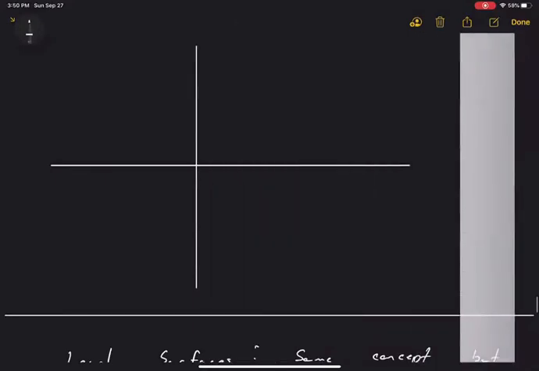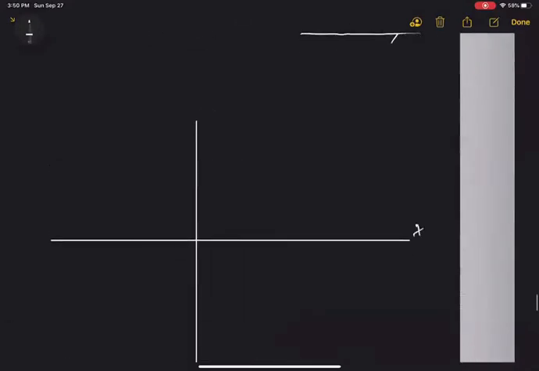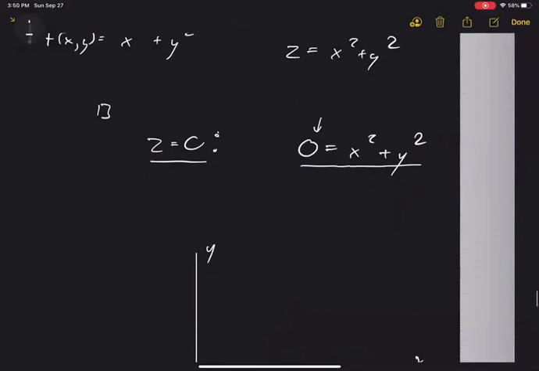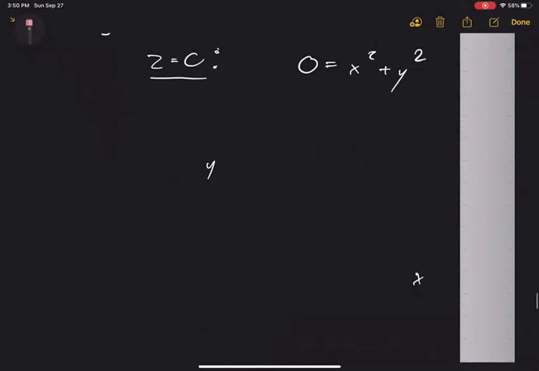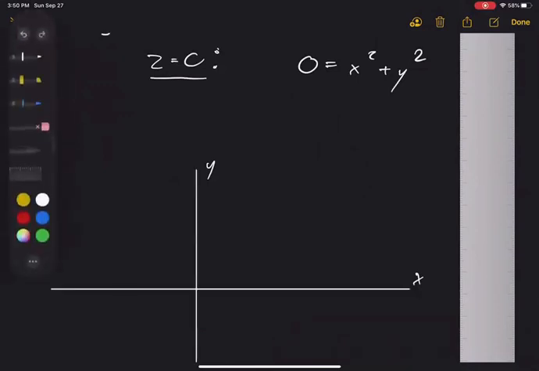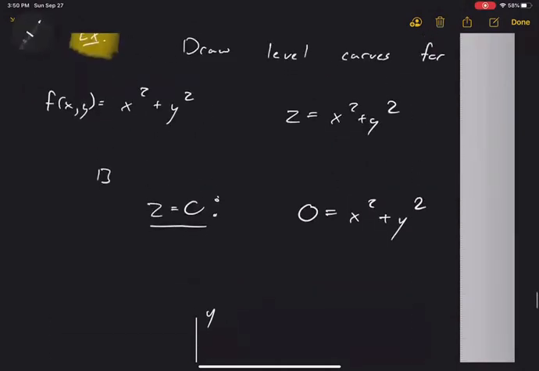Here's my xy plane. The only point in xy that makes this equation true is, let's do it in blue, the origin. So that is my level curve for z equals 0, and I could label it z equals 0. Not too exciting, and maybe you're asking yourselves, what's with the terminology level curve? Let's do a couple more, and it might start to become clear.